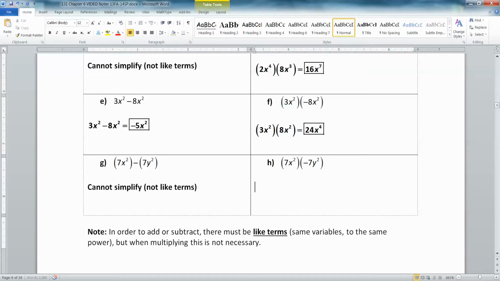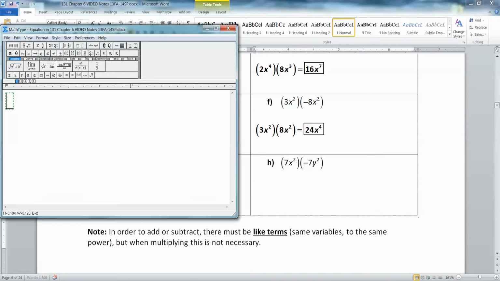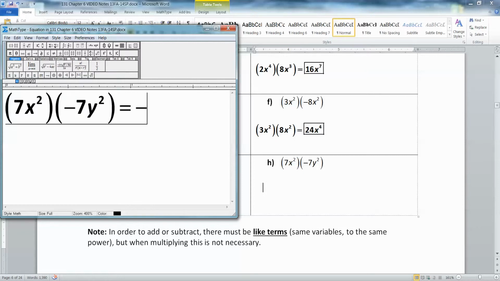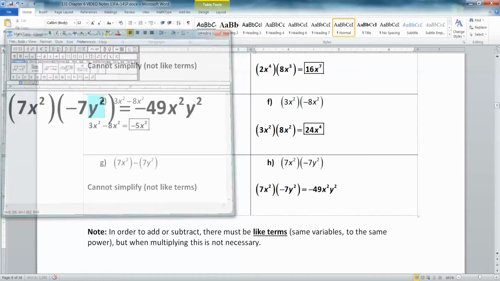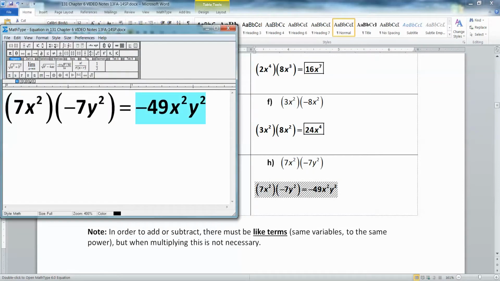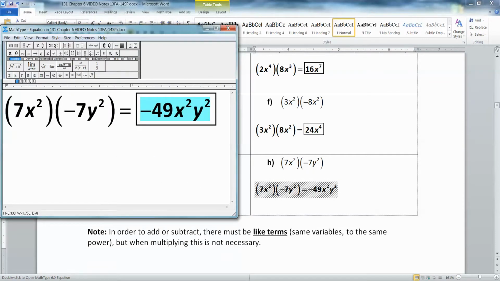All right, now what about H? Well, H, it's okay that they're not the same. I don't need them to be the same. I'm just trying to multiply them, right? 7x squared times negative 7y squared. That would be equal to negative 49, because 7 times negative 7 is negative 49. X squared, y squared. You don't add the powers on this one because they're not the same variable, right? You add the powers when they're the same variable, which these ones aren't.